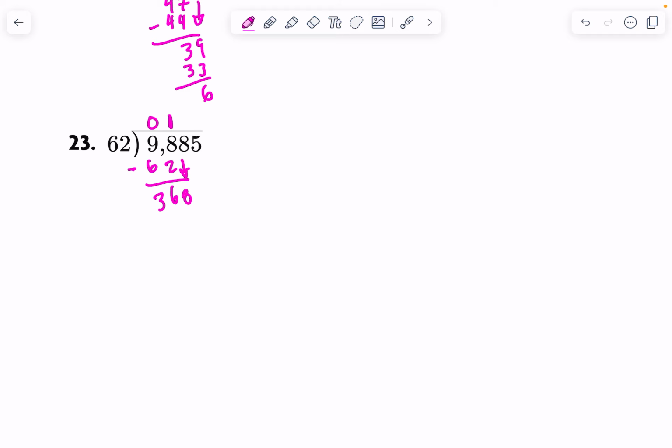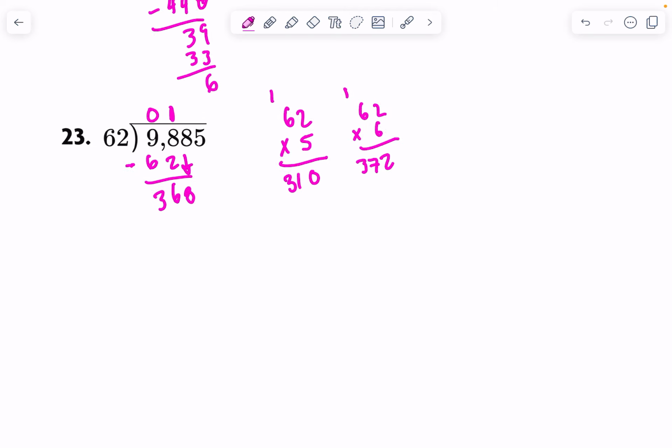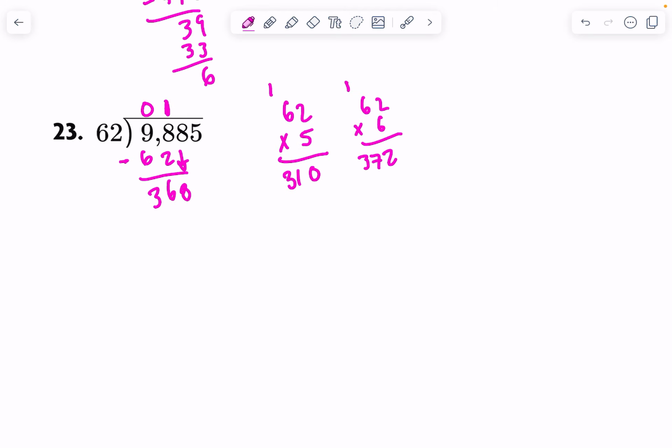Now we're at 368. So let's think about 62 times 5. 10, 30, 31. Let's try going a little bit higher. 12, 36, 37. We bust, right? So we can't do that. We need to go lower. So then we are at 310. Subtract them. We're at 8, 5. Bring down the last 5 here.